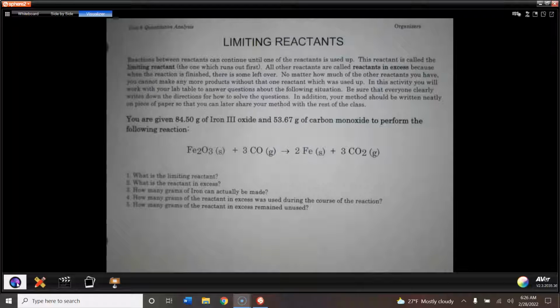You can't always have exactly the right ratios of quantities of materials to react. And so the limiting reactant in that case is the substance that runs out first. It is actually what controls the reaction, because if you think about it, once one thing runs out and is all gone, the whole reaction has to stop. It doesn't matter how many of the other materials you have. If that limiting reactant is gone, then the reaction is finished.